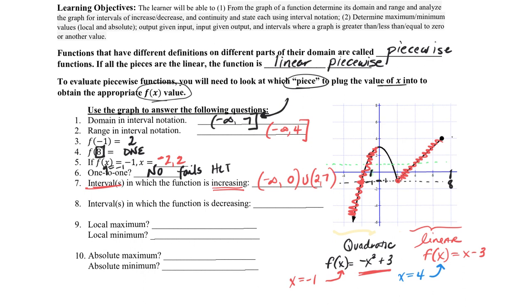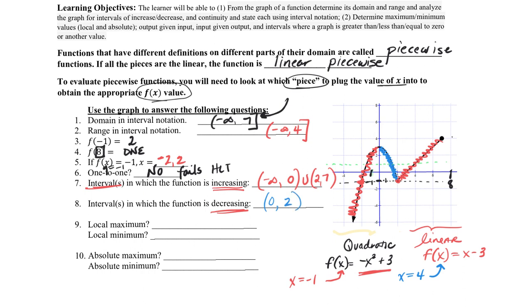Number 8, interval where the function is decreasing. So now I'm looking for, as I read from left to right, where's the graph decreasing? Like where are you going down that roller coaster hill? And that region would be from 0 to 2.